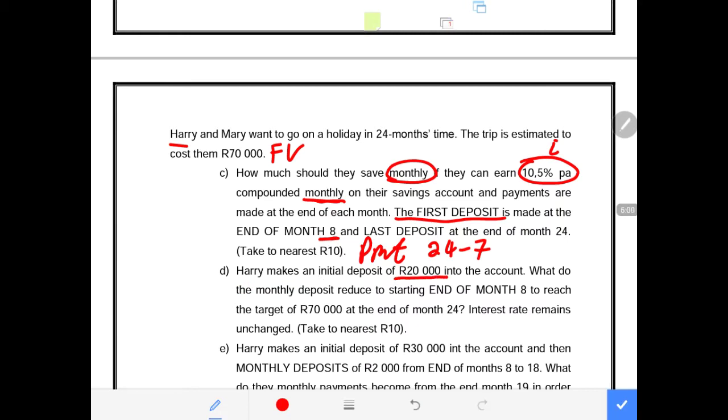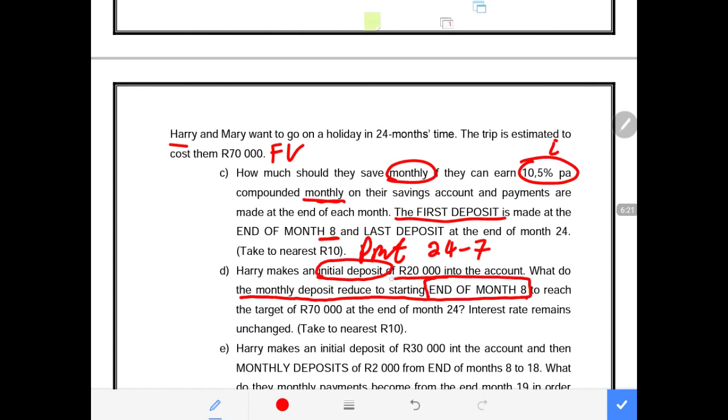Remember, initial means at the beginning of their investment, meaning end of month 1, there is an initial deposit into the account. What do the monthly deposits reduce to starting end of month number 8? So now that means the monthly deposits will have to change.